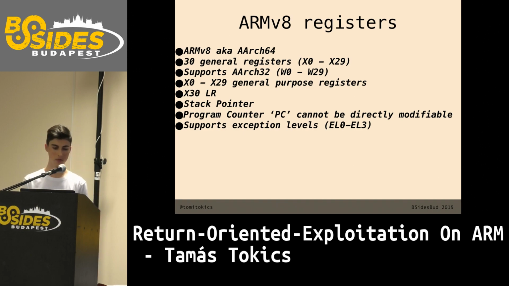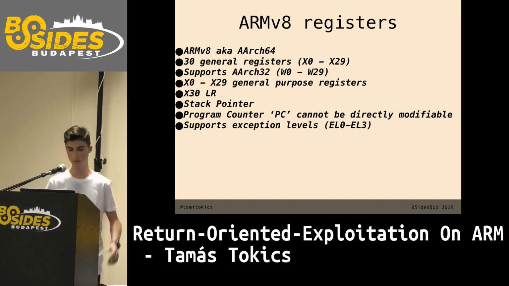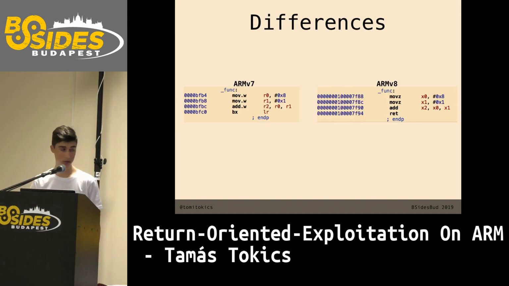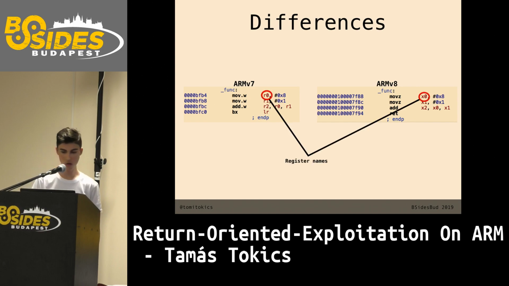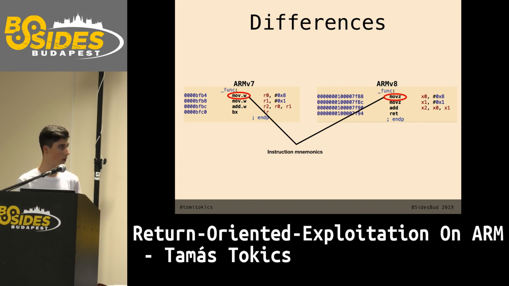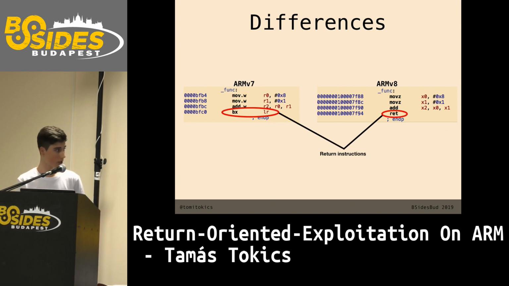ARMv8 also supports exception levels, from EL0 to EL3, which is a physical separation of privilege levels, similar to rings, but that's beyond this talk. So here are a couple of differences. First of all, the register names, like R0 and X0. Then the instruction mnemonics, like MOV on ARMv7 versus the W-register forms on ARMv8. And the return instruction: on ARMv7 we branch to the link register, and on ARMv8 we just use RET, which is basically the same thing with a different name.